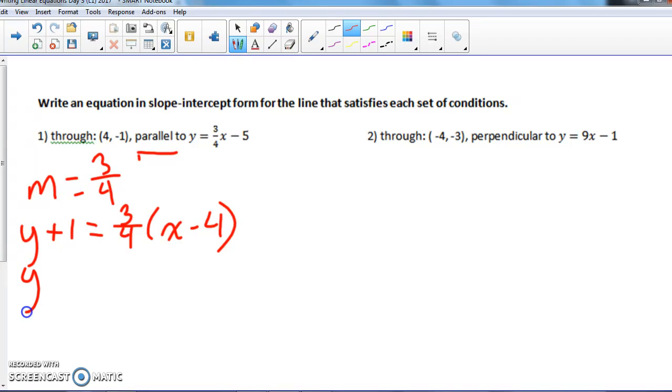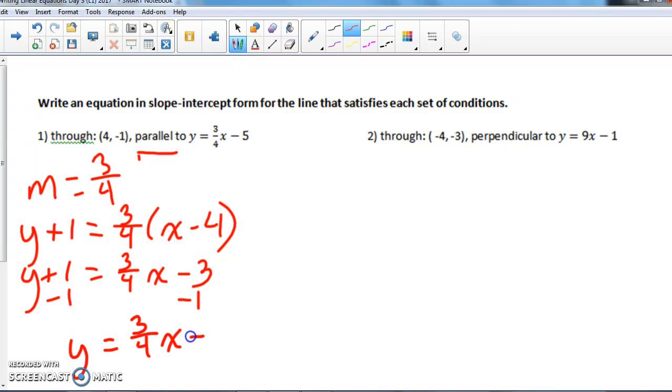I distribute that slope. I get 3/4 x minus 3. I get y by itself, and I end up with 3/4 x minus 4. There's my equation. The two lines have the same slopes, so I am confident they're parallel. If we graphed them, they would never cross.